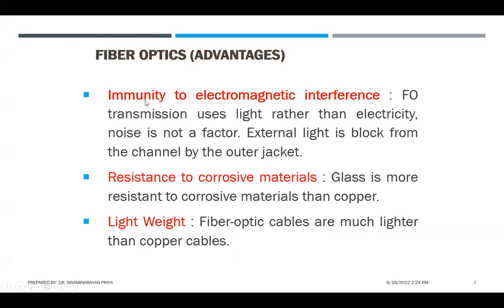One more benefit is immunity to electromagnetic interference. Now, as I said, in twisted pair and coaxial cable, we are transferring data in the form of electromagnetic waves or electromagnetic voltage. These are electrons, and electrons have a negative charge, and that negative charge is always attracted towards an external positive charge. Because of that, it creates an interference problem.